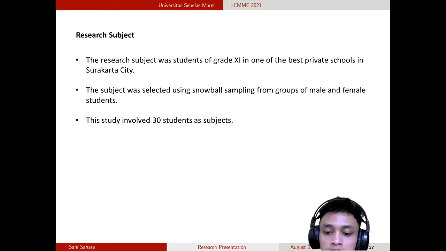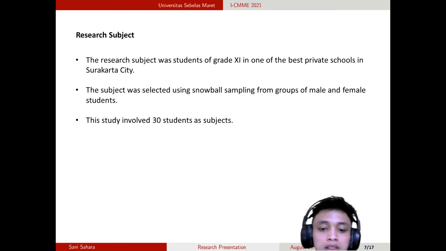The research subjects were students of grade 11 in one of the best private schools in Surakarta City in Indonesia. The subjects were selected using snowball sampling from groups of male and female students. Snowball sampling is a sampling technique in which the sample is obtained through a rolling process from one respondent to another. The study involved 30 students as subjects from the snowball sampling.